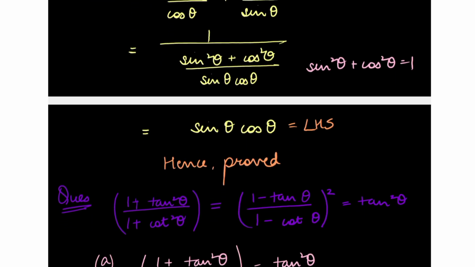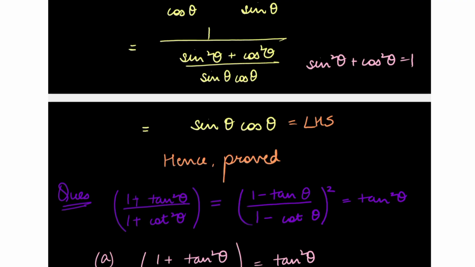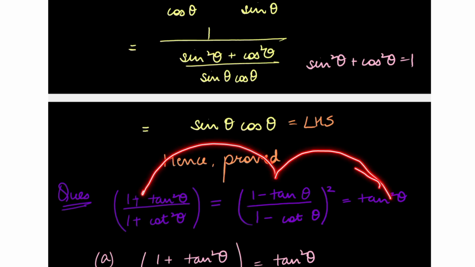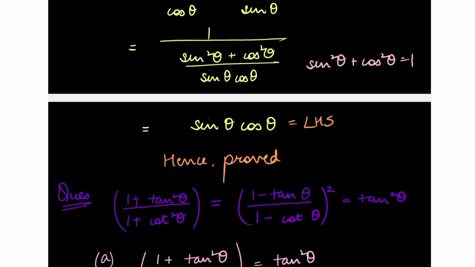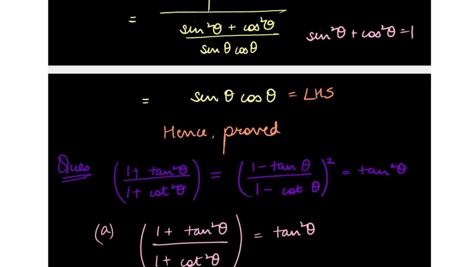Now next question is (1 plus tan square theta) upon (1 plus cot square theta) equal to (1 minus tan theta) upon (1 minus cot theta) whole square is equal to tan square theta. So there are 3 terms given here. We can directly prove this equal to this, or this equal to this, or we can prove this equal to this equal to this. We just need to prove any.